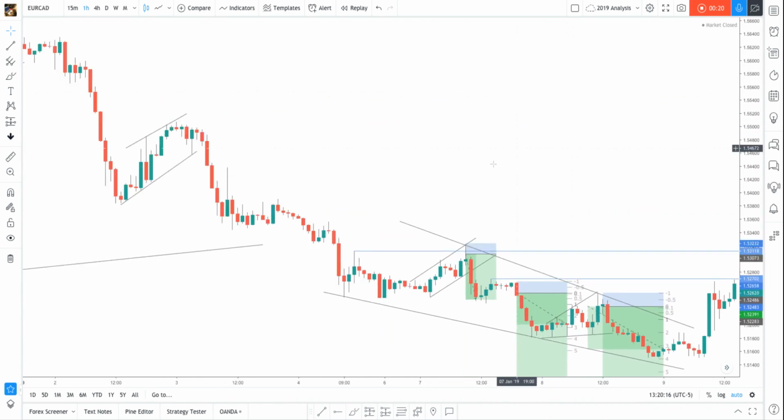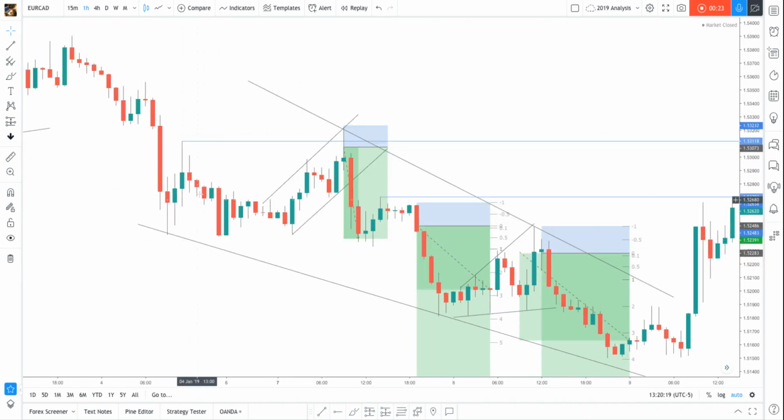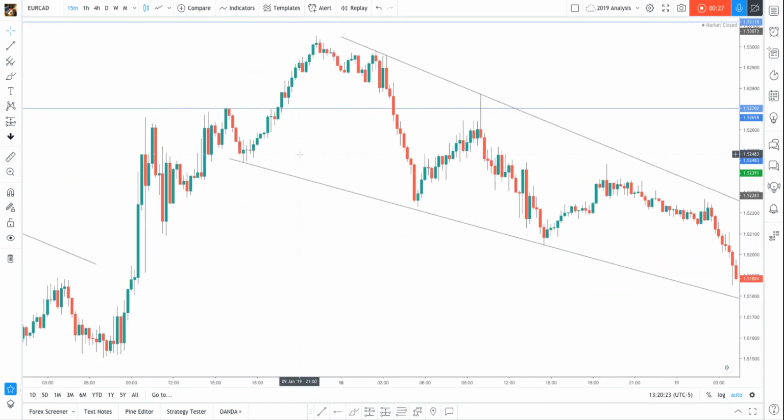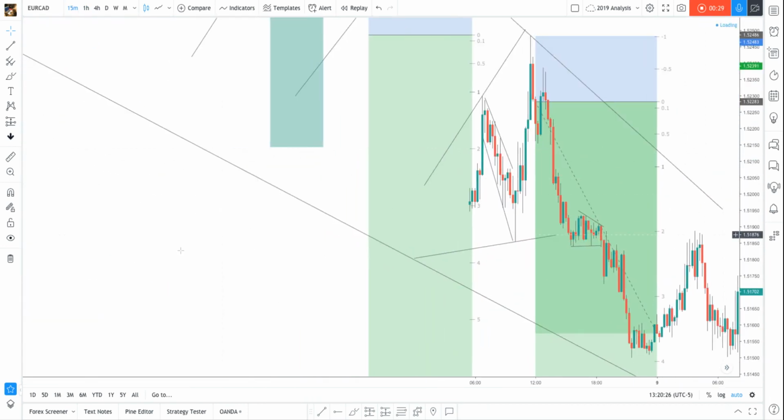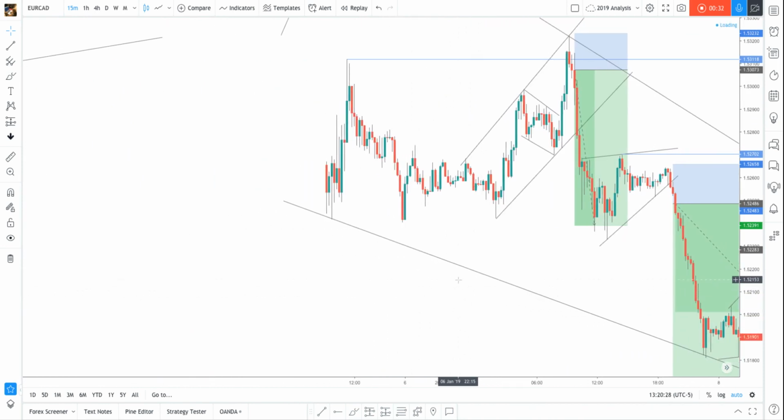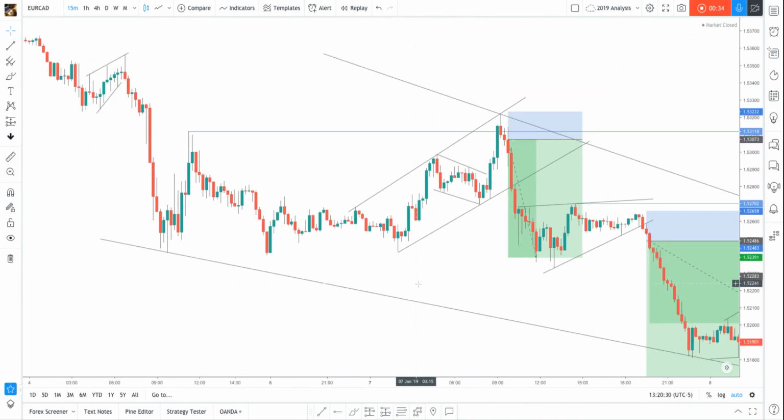So basically what I'm seeing here is this corrective nature. It's really the 15-minute that all these trades are taken on. Definitely taking a lot of notice on the 15-minute as things begin to come more clear to me.